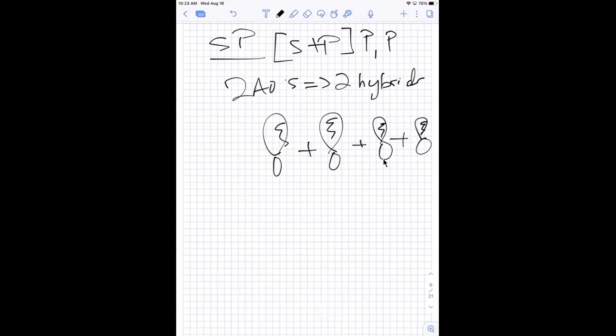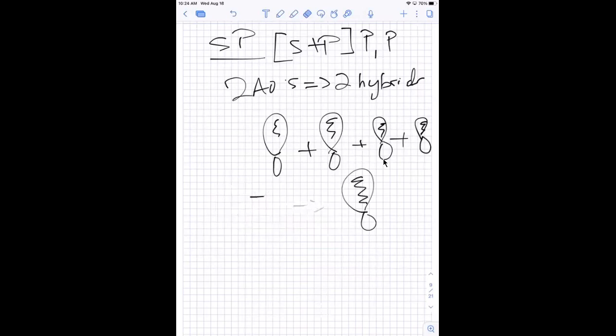Are the lobes big on purpose on the left side? Yes. Remember I said when you take an S and you add it to a P, when these two add together, they're going to increase in size because the equations have the same sign. So that's why when I make the hybrid, one lobe is bigger than the other. Did that answer it?